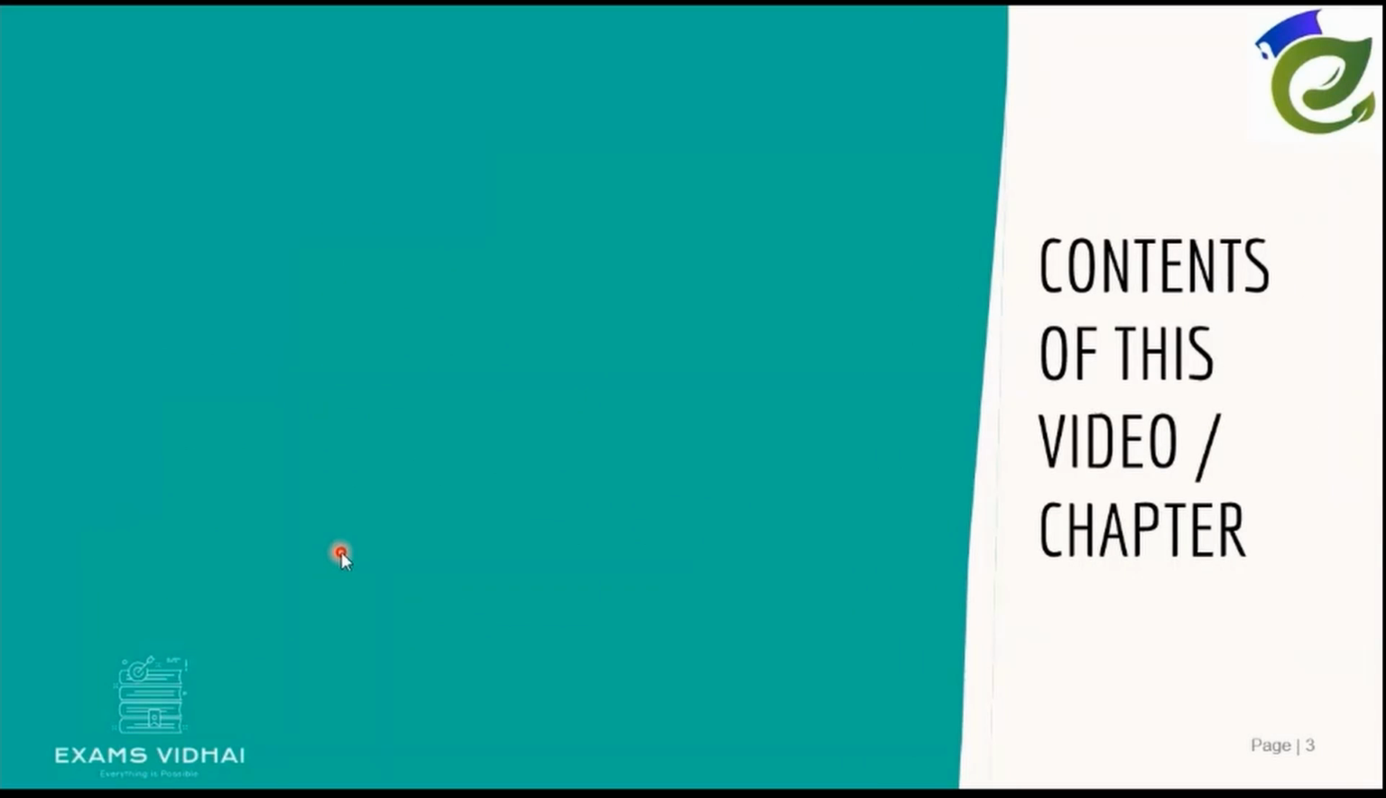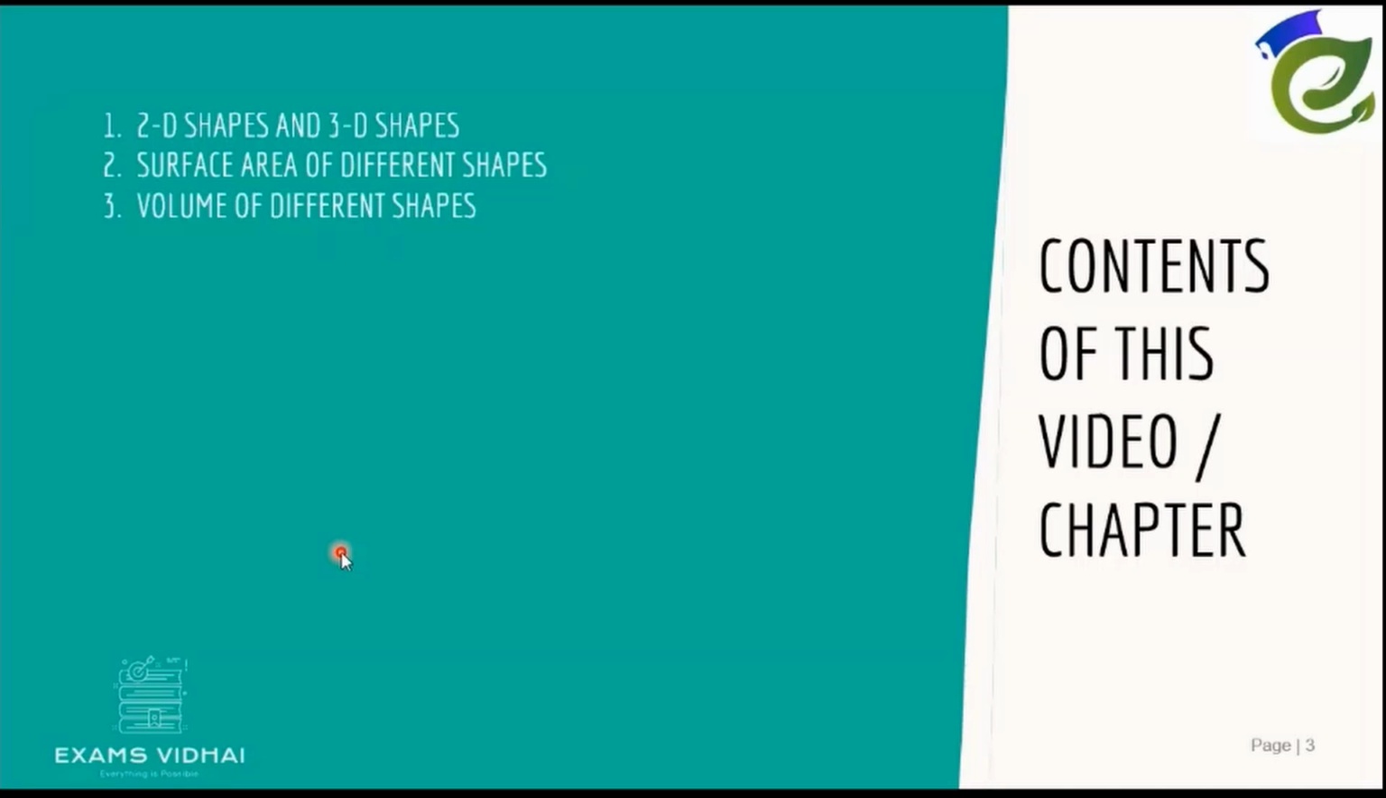As we have seen in the contents of this chapter, we have already seen 2D shapes and 3D shapes, and the surface area of different shapes. Now we are going to see the volumes of different shapes. And in the further sessions, I'll be covering conversion of one shape to another and frustum of a cone. So let's start.